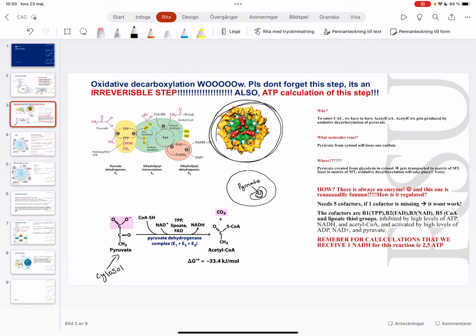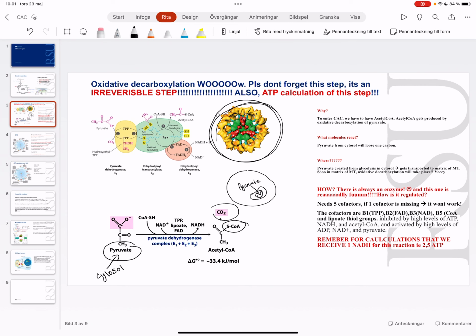So, what else did I want to mention? In this step, pyruvate, right here, which has 1, 2, 3 carbons, will lose 1 carbon in the form of carbon dioxide, and we will form a thioester bond, I think, or basically this one.